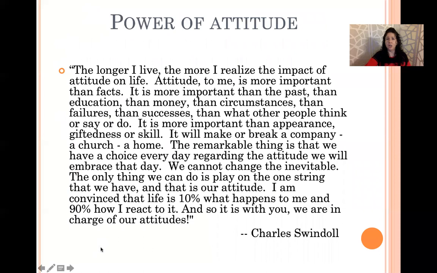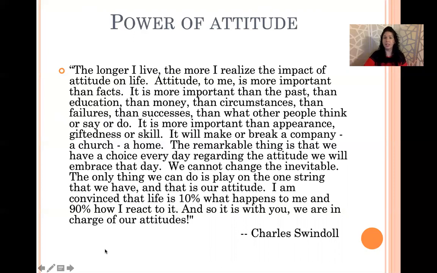Charles Swindoll said, the longer I live, the more I realize the impact of attitude on life, right? Attitude to me is more important than facts. It is more important than the past, than education, than money, than circumstances, than failures, than successes, than what other people think or say or do. It is more important than appearance, giftedness, or skill. It will make or break a company, a church, a home. The remarkable thing is that we have a choice every day regarding the attitude we will embrace that day.